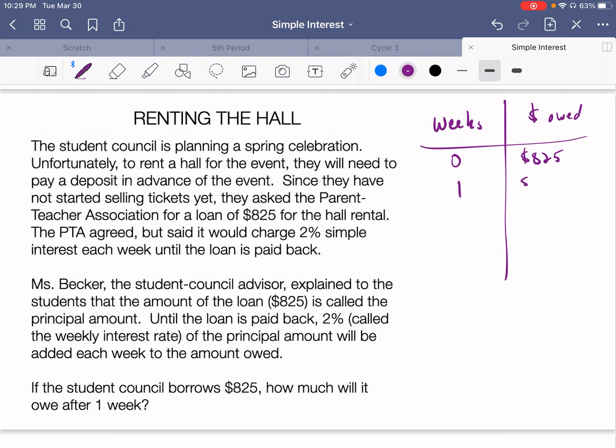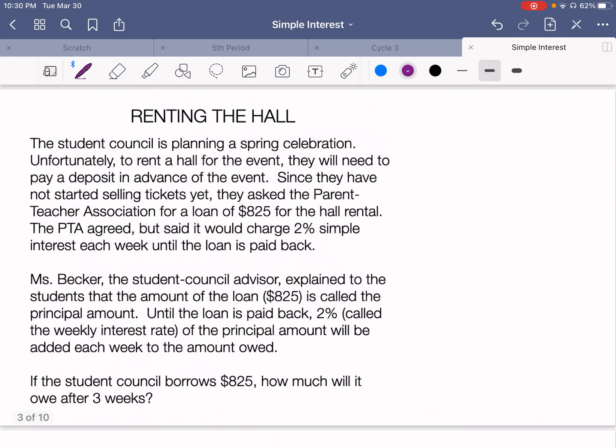After 1 week, they owe the 825, and they also owe $16.50 more, right? Some of you said just 16.50, and if that's the case, I would love to borrow some money from you. Because if I can borrow $825 and after 1 week all I owe you is $16.50, that seems like a pretty good deal, right? So this total is $841.50.